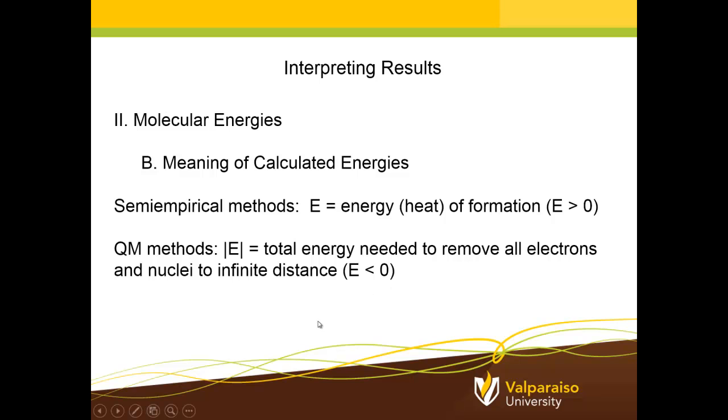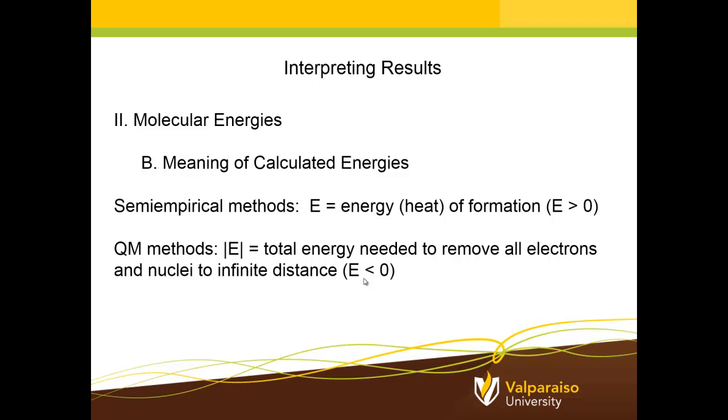Now, in formal quantum mechanical methods, which find the energy by rigorously solving the Schrödinger equation, the absolute value of the energy is the total energy that would be needed to take that molecule and remove all the electrons and all the nuclei to infinite distance away from each other. The reason that the energy values are negative in a quantum mechanical calculation is that an energy value equal to 0 would represent all of the charges removed to infinite distance from one another.